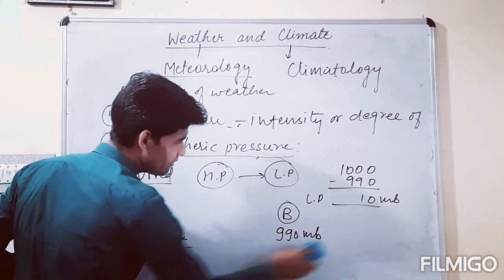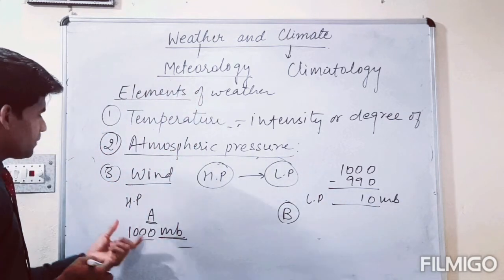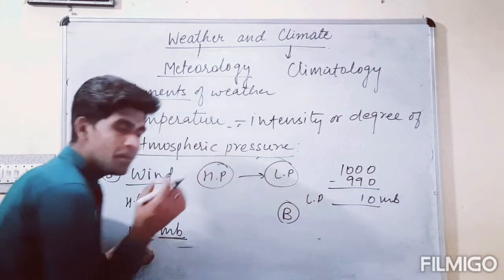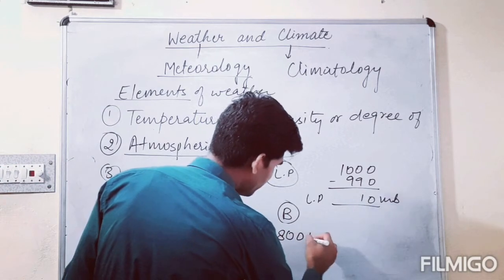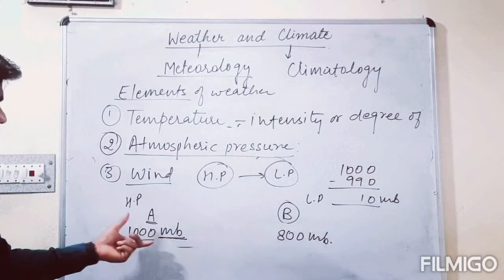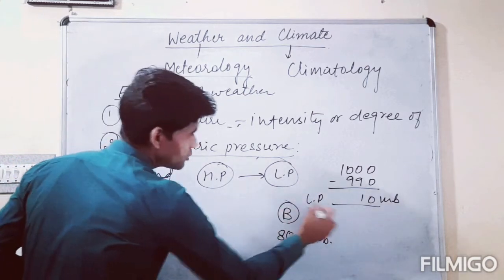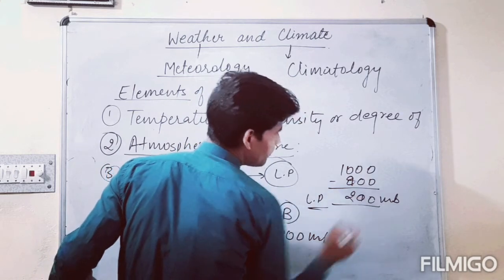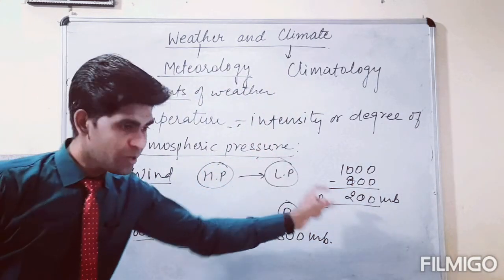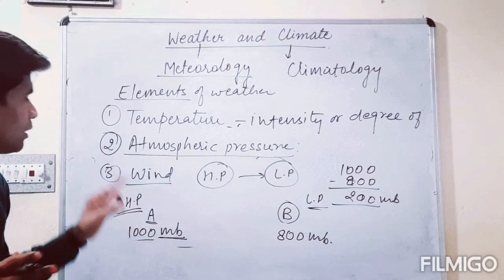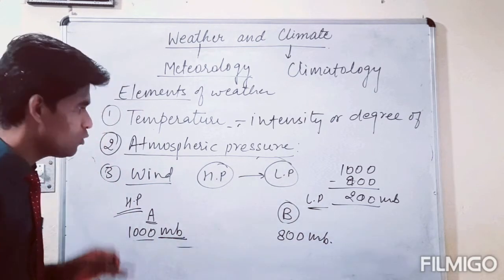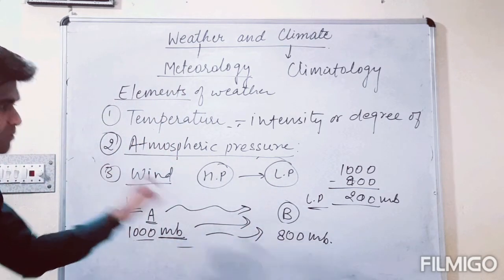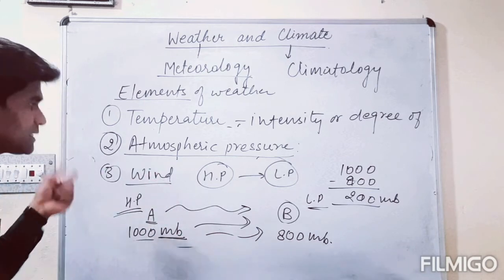But the second condition, suppose the place A has 1000 millibar of atmospheric pressure, and B has 800 millibar. So look, what is the difference? It is the high pressure zone and the low pressure zone, but the difference between them would be 200 MB. So what will happen? It is a much larger difference between the atmospheric pressure of these two regions. So the intensity of wind, the speed of wind, will be more, so that it will form the cyclonic wind. That is the cyclonic wind.